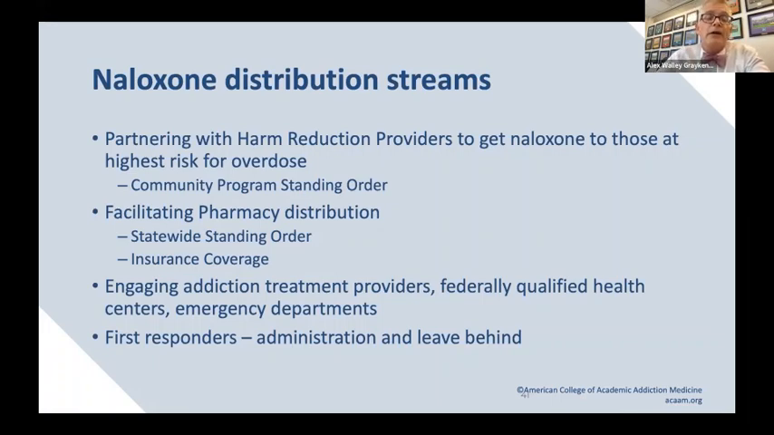And if you are an addiction medicine specialist or addiction medicine fellow, now you may be wondering, well, what are the ways that I can help distribute naloxone? Well, the first one is partnering with harm reduction providers to get naloxone to those at highest risk for overdose. And that's often facilitated in many states through a community program standing order. Then there's facilitating pharmacy distribution, either through a statewide standing order or insurance coverage, or prescribing naloxone directly. Then there's engaging addiction providers at federally qualified health centers and emergency departments, because they're seeing high-risk people.